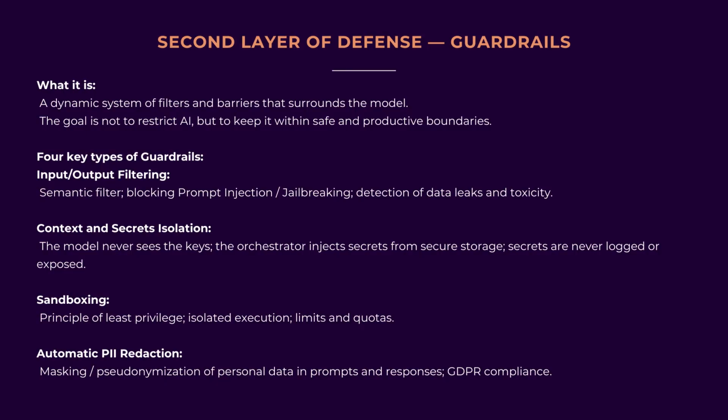It only expresses an intent, for example, get weather for Paris, and an external, controlled orchestration layer takes that intent, fetches the needed API key from a secure vault, makes the call, and passes back only the result: Paris is 15 degrees Celsius and cloudy.